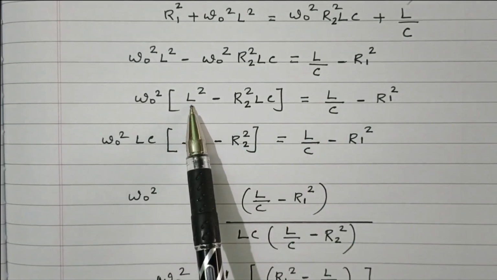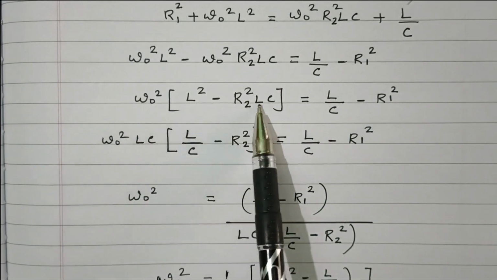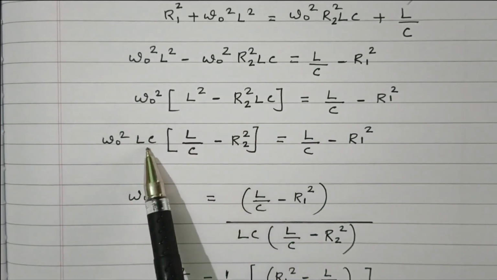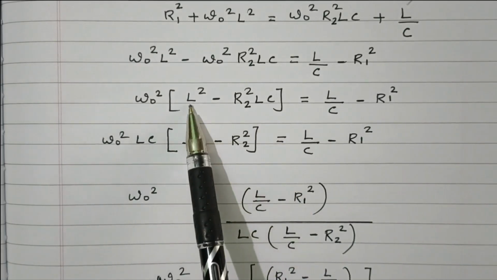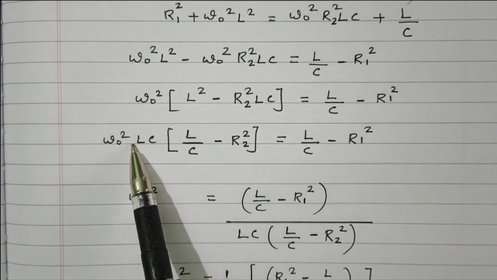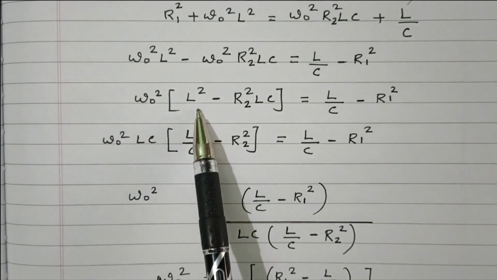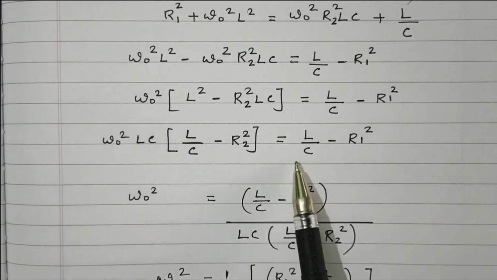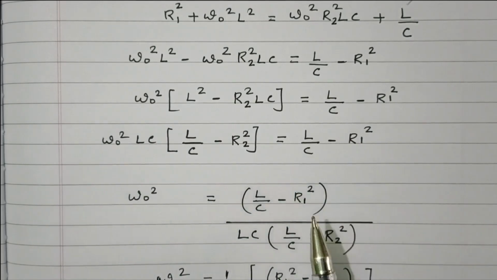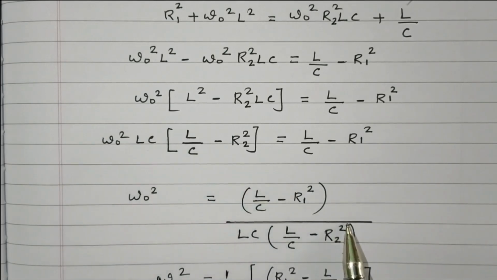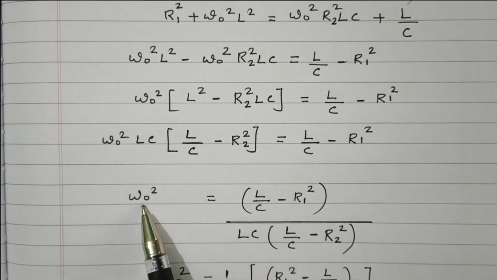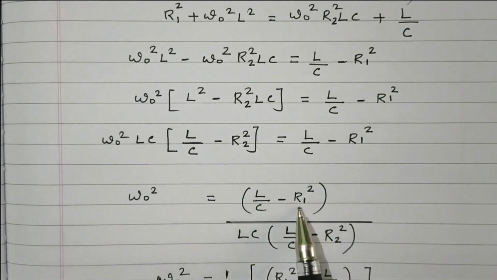Right, here we'll take the LC outside. Only L is commonly available, but here we'll take LC outside. Right, so here LC is taken out, only R2 square. Here L square is there, so one L is taken outside, so that L divided by C is not available, so divided by C. That is equal to L by C minus R1 square. Now bring this term to the denominator, that side. So that we get omega naught square equals L by C minus R1 square divided by LC into L by C minus R2 square.